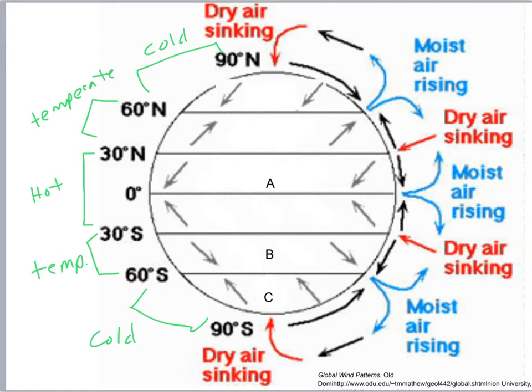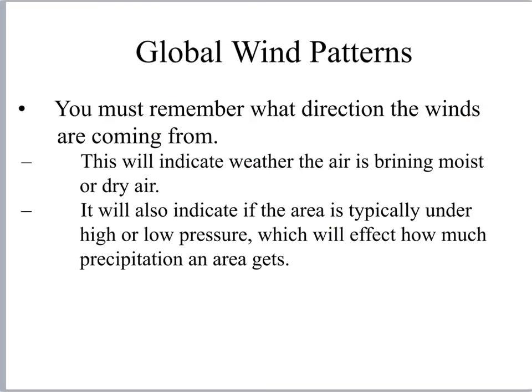So now I want you to take a look at letters A, B, and C and just focus on latitude. What would their temperatures be based off of their latitude? A is between 30 degrees north and 30 degrees south, so that would be hot. B is between 30 and 60, so that would be temperate. C would be cold.